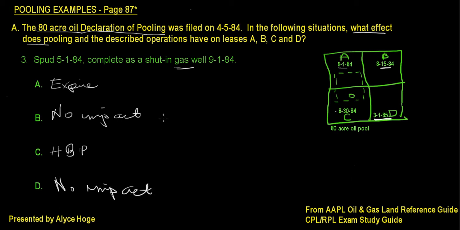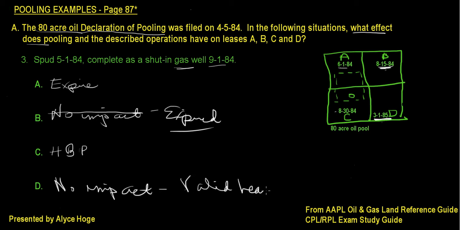Lease B expired on August 15th. So if it's now 9/1/84, lease B has expired, but not because of the pooled unit, but because of its lease termination date. Lease D still has a good ways to go before it expires, so it is still a valid lease. Okay, let's go on to the next one.